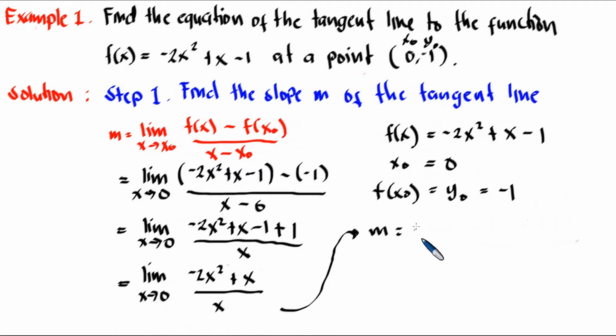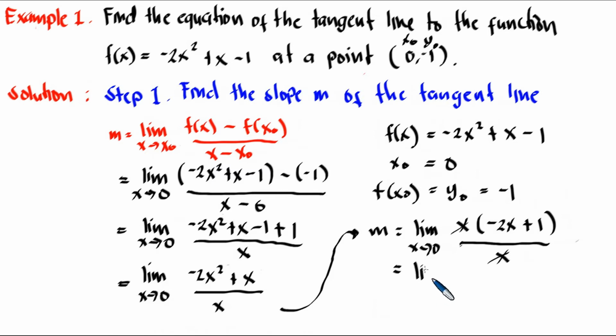So that will give us the limit of x, which is the GCF, times negative 2x plus 1, close parentheses, all over x as x approaches 0. Now, as you can see, both x's in the numerator and denominator cancel out. So that leaves us with the limit of negative 2x plus 1 as x approaches 0.